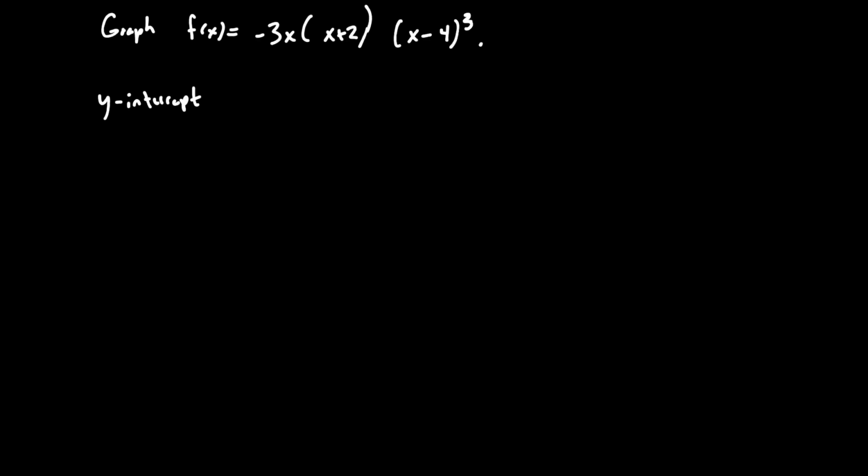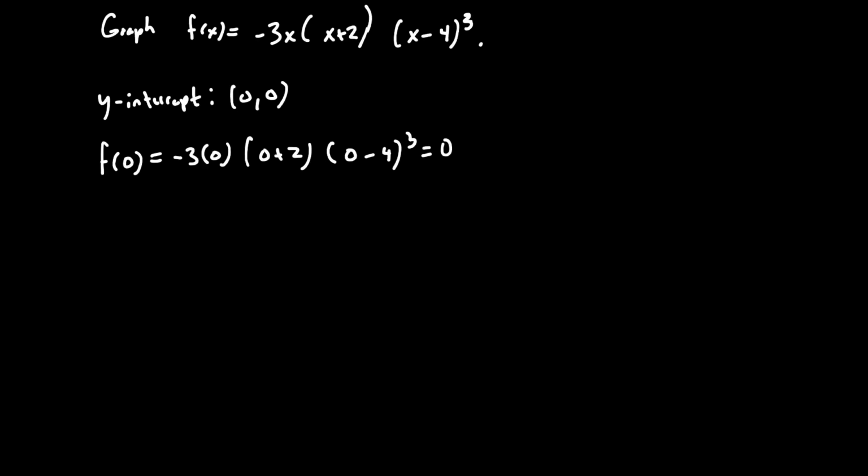To find the y-intercept, we plug in x equals 0. f evaluated at 0 will give us -3 times 0 times 0 plus 2 times 0 minus 4 raised to the third, and this is all equal to 0. So we'll have our y-intercept at the point (0, 0), and now we need to find our x-intercepts.